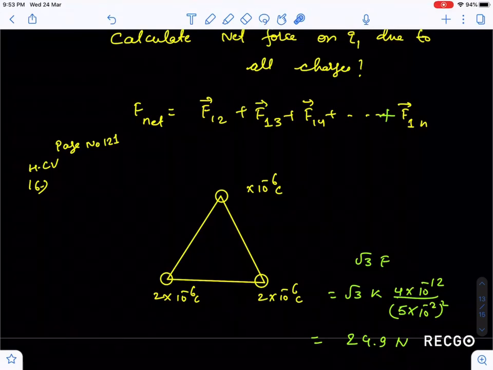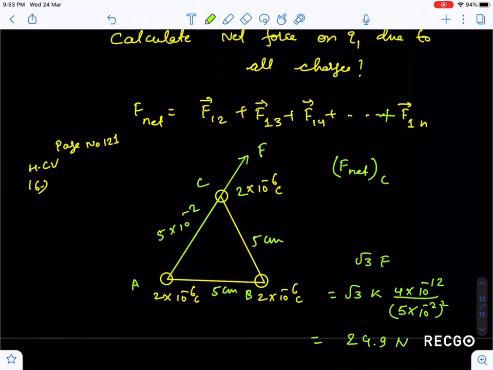Now, guys, if I want to calculate the net force on this charge, let it be 2 into 10 to the power minus 6, because of these 2 charges. The net force on C you have to calculate because of A and B. So I will draw this vector like this. Let this vector be F, because this is an equilateral triangle of side 5 centimeter, and I have written 5 into 10 to the power minus 2 meter.